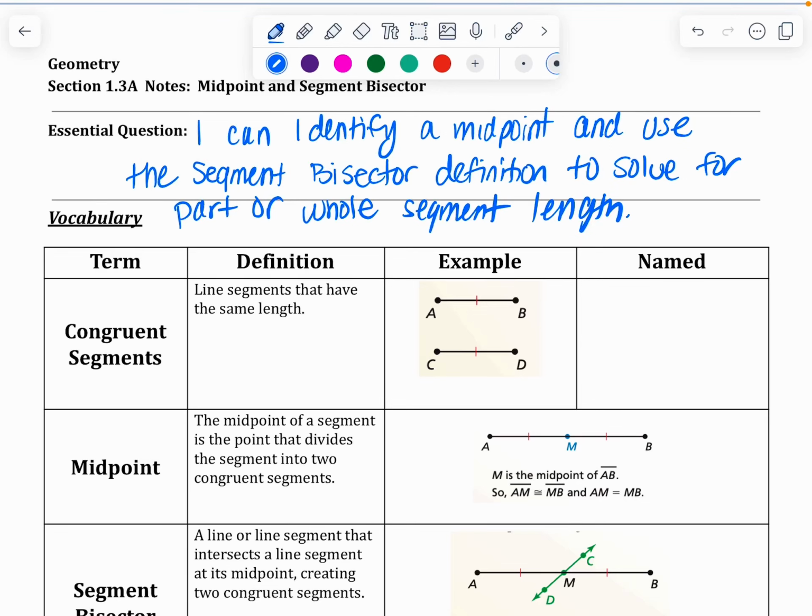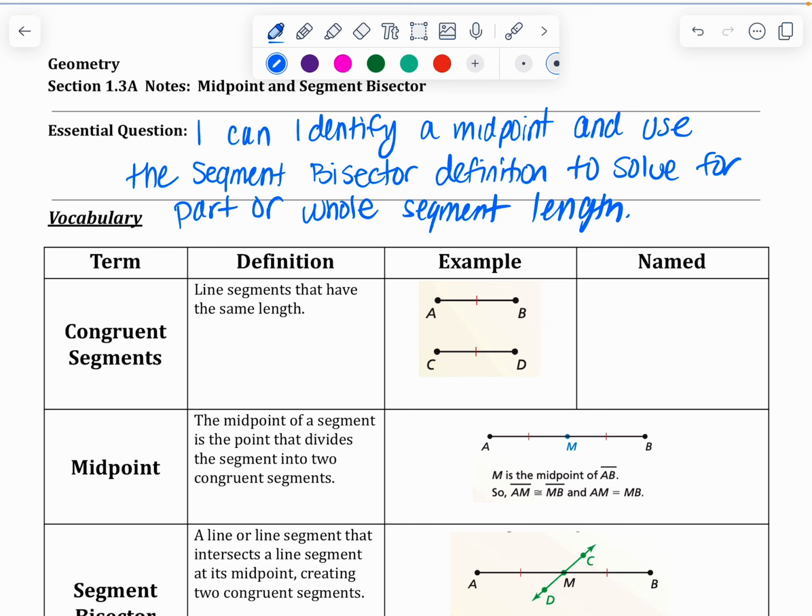Today we're talking about midpoints and segment bisectors. By the end, I hope that you can identify a midpoint and use the segment bisector definition to solve for part or whole segment lengths. So a couple first definitions.